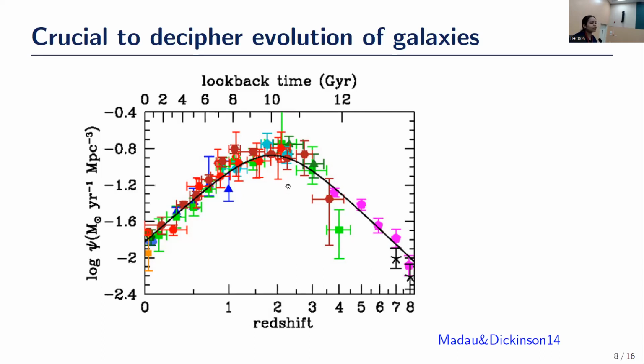So the fuel is there, but you're not able to transform it into stars. So what has been the most dominant contributing factor? If you need to understand that, then you need to know the attenuation curves of galaxies and how they behave for different galaxies over the redshifts.